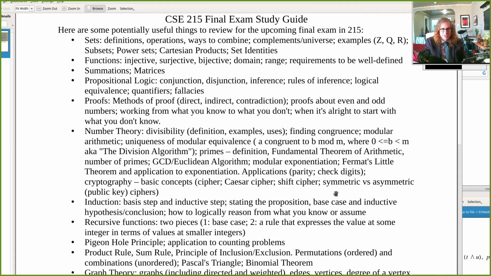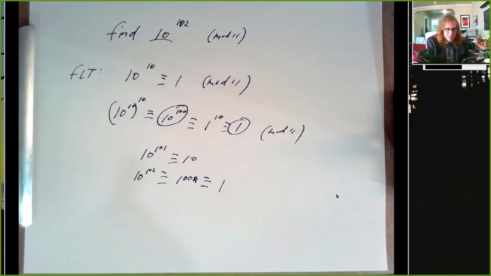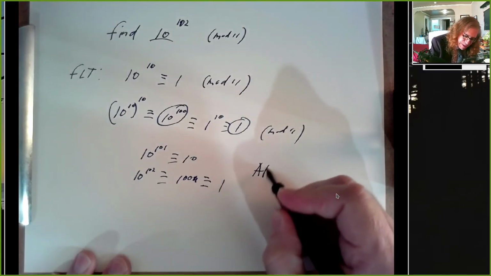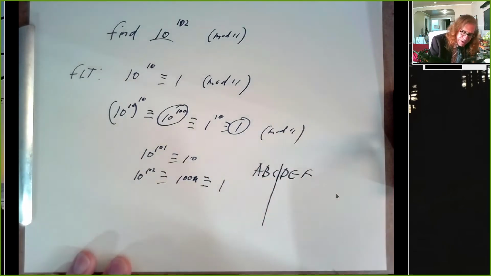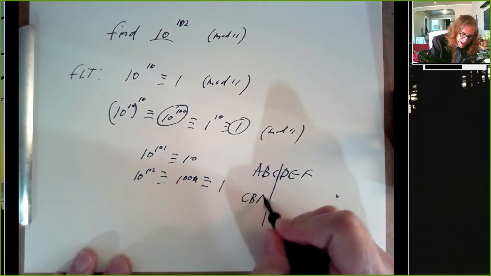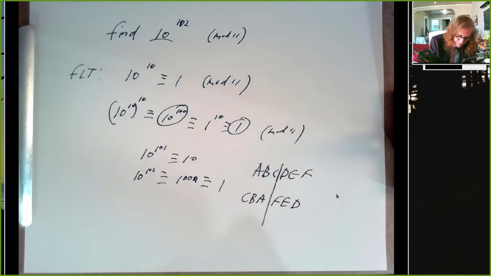We also had a transposition cipher, which was, you know, A, B, C, D, E, F. Maybe our cipher is, we break this into groups of 3 and we just reverse the order of each group. So this would be C, B, A, F, E, D.